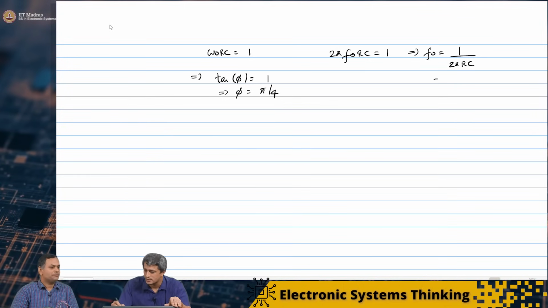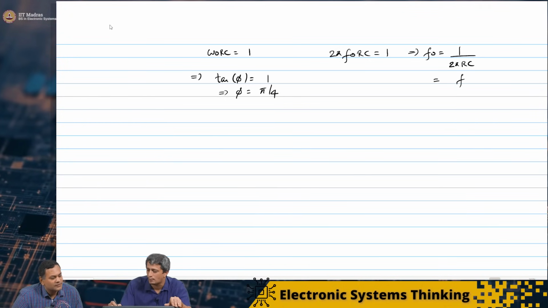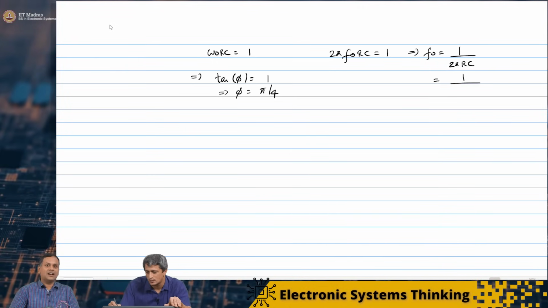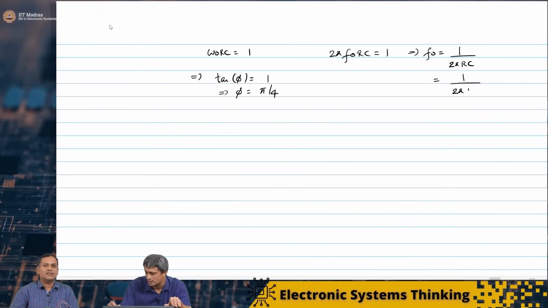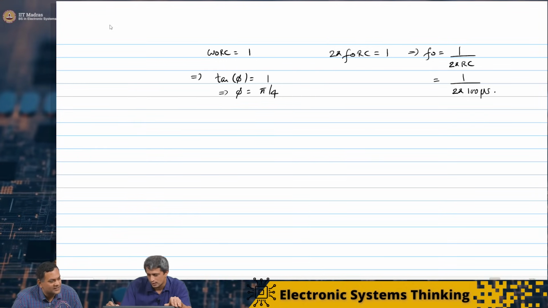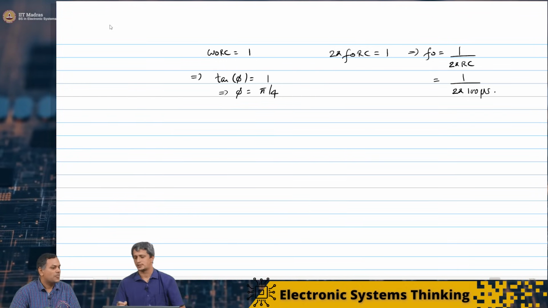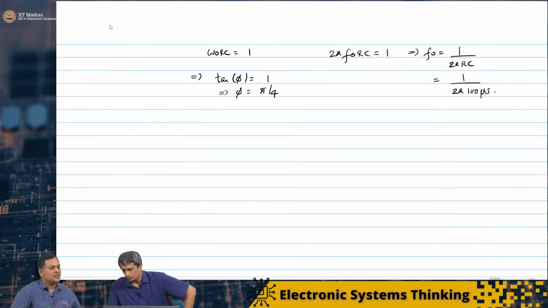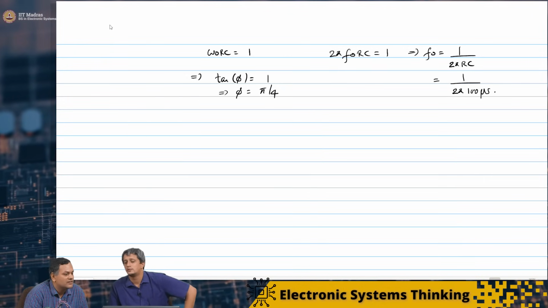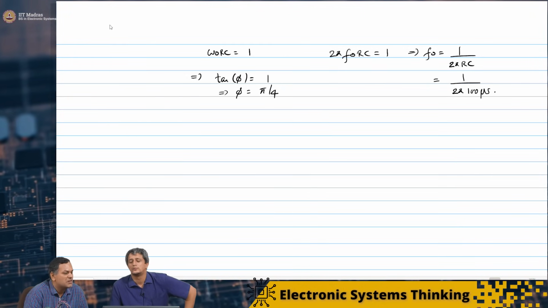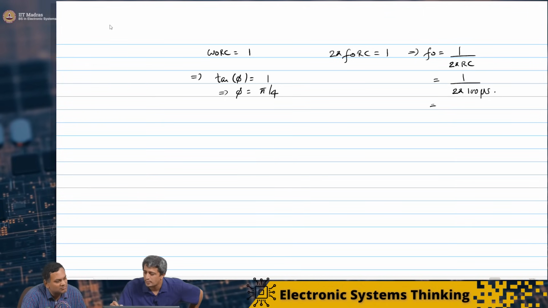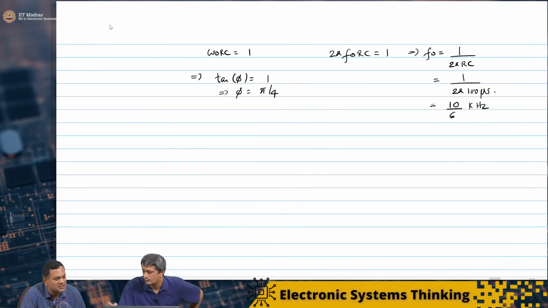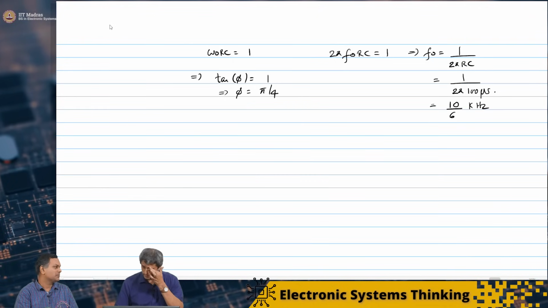So what is this? This is the 1 by RC. So I think R was 1 kilohertz, and C gave 100 microseconds. So what is this approximately? This is probably like, let me see, 100 microseconds is 10 kilohertz, maybe a few kilohertz. So maybe 10 by 6 kilohertz, 1.6 kilohertz or something like that.